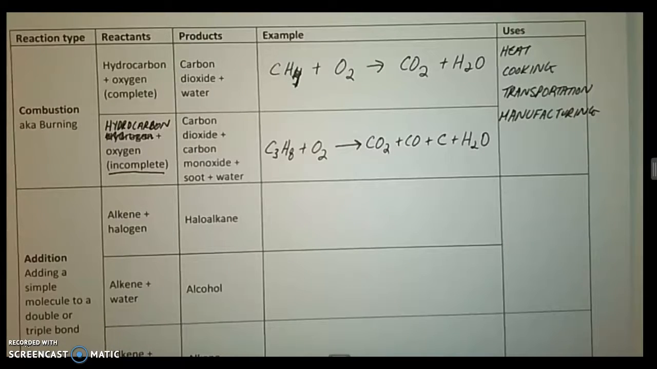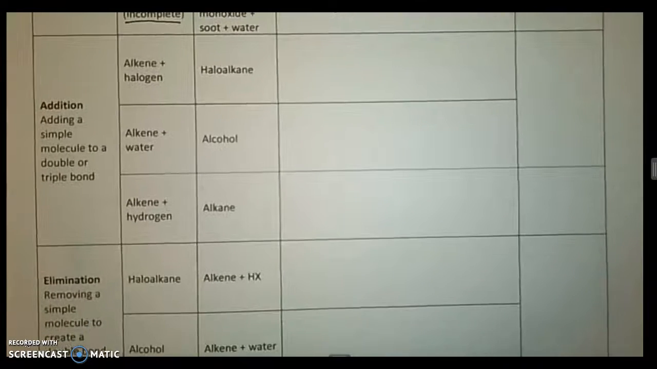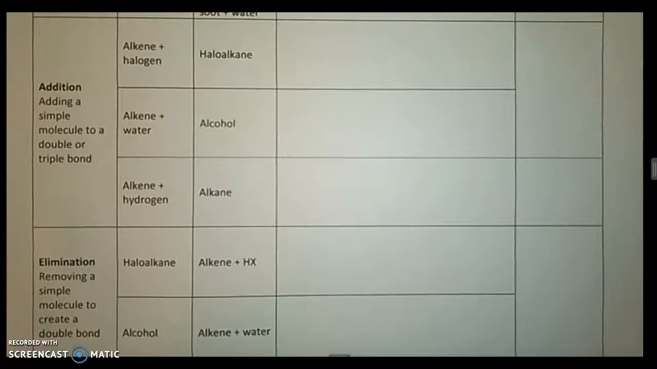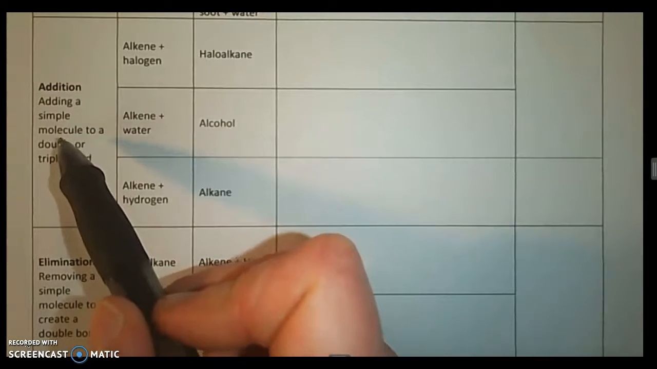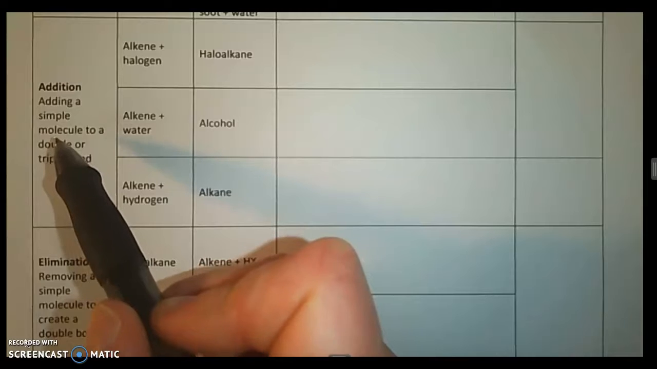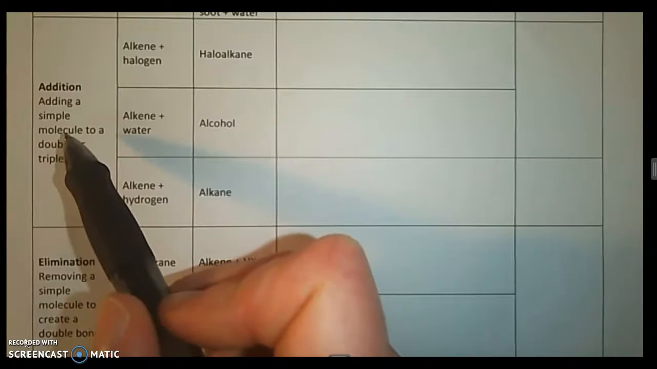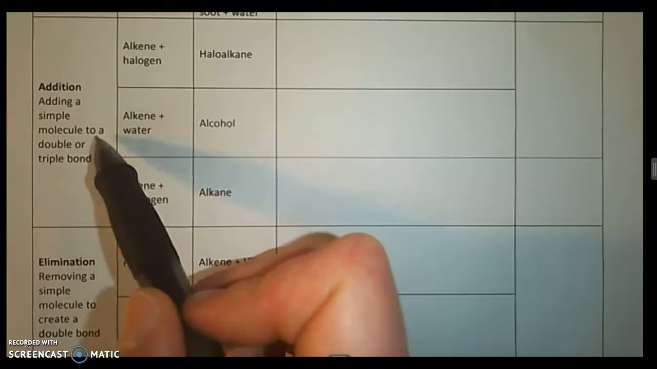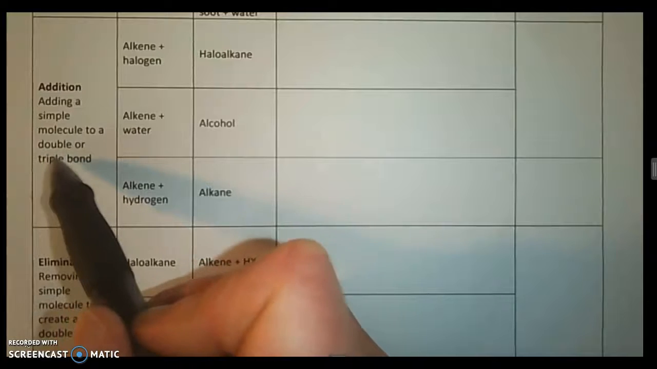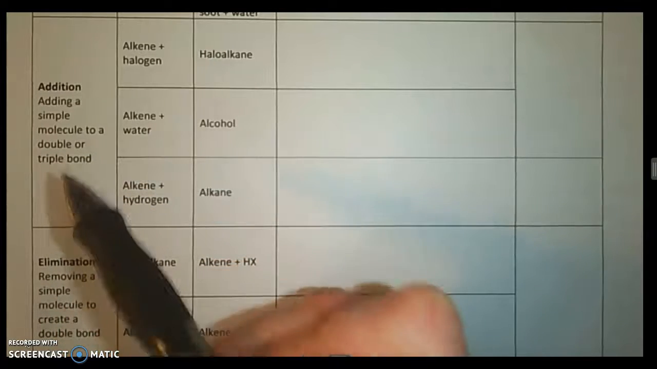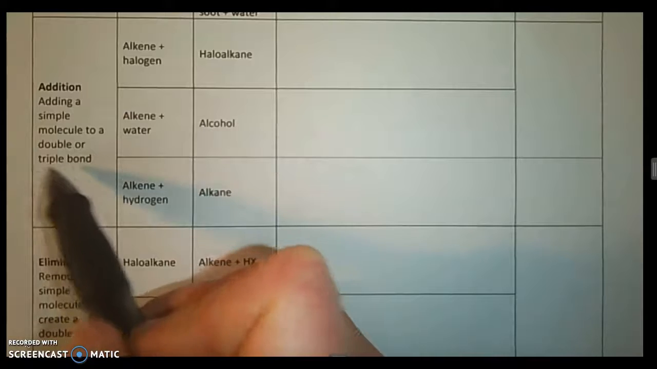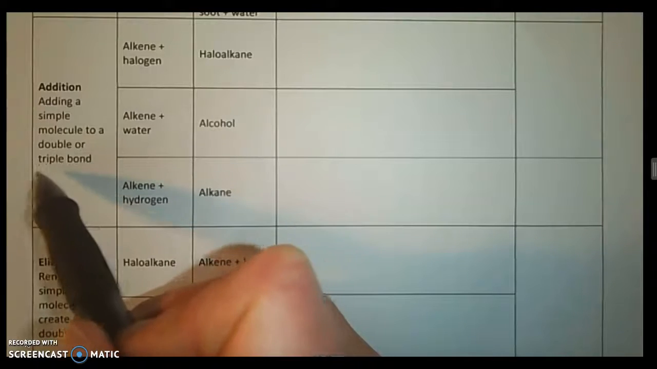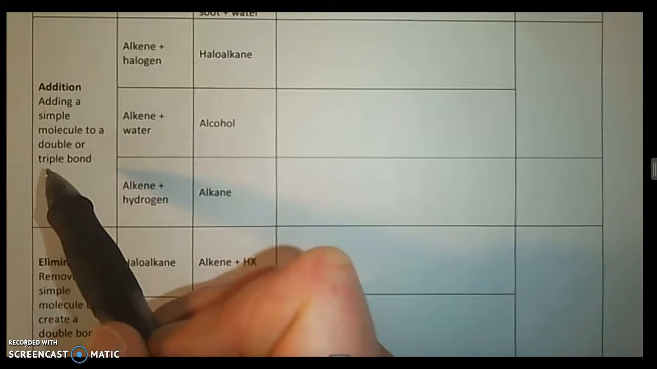Next type of reaction is called an addition reaction. In these reactions, we take a simple molecule, something small like water or hydrogen chloride or the H2 hydrogen molecule, and we add it to something with a double bond. Okay, and it breaks up that double bond and makes it a single bond. You can also do addition on a triple bond. I'm not going to show you examples of that, but just know it is possible.